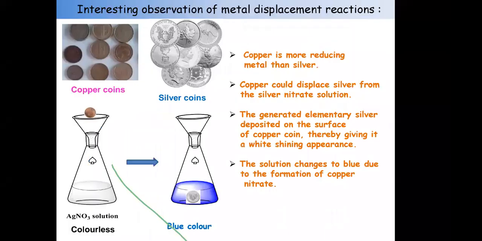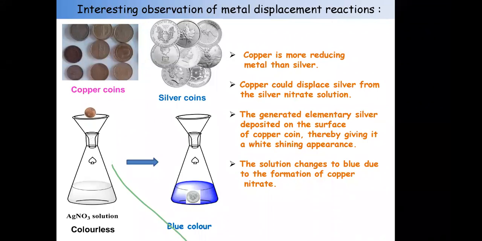So when the copper coin is dipped inside the silver nitrate solution, what will copper do? Elemental copper will be converted to copper 2 plus. The coin was containing metallic copper, and it will be converted to copper 2 plus. It will form copper nitrate as it displaces silver plus from the solution, placing silver in the solution. So it is a metal displacement reaction.